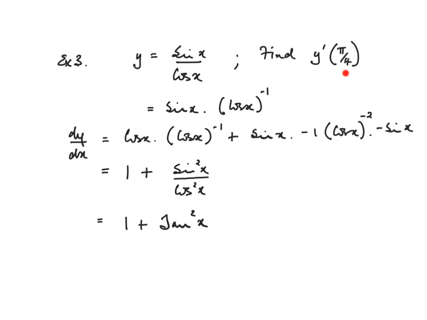When x has the value pi by 4, we have 1 plus tan of pi by 4 all squared. Now the tan of 45 degrees is 1, so it's just 1 plus 1 equals 2.